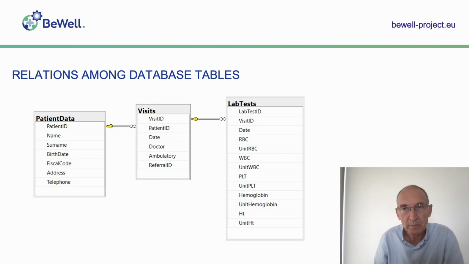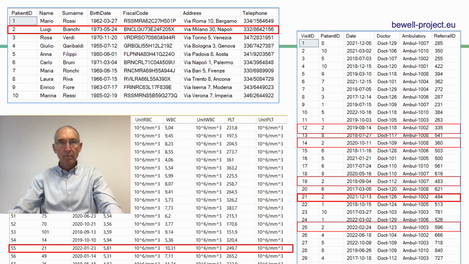If we select a given patient by its patient ID, we can select among the visits one of interest. Then, for this visit, we can identify the lab test results. Let's see now the actual data of these three tables. The actual data in an example of a clinical database are represented in these tables. From the patient data table, the first table, we can select a patient, in this case the patient that has patient ID equal to number 2.